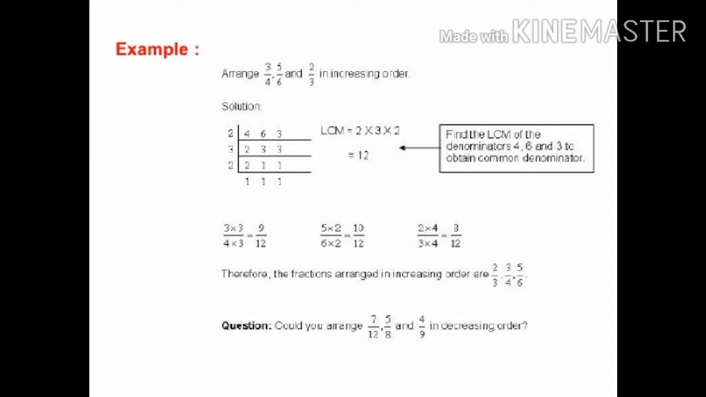Dear students, could you arrange 7 by 12, 5 by 8 and 4 by 9 in a decreasing order? Decreasing order means descending order. Now read from the book.